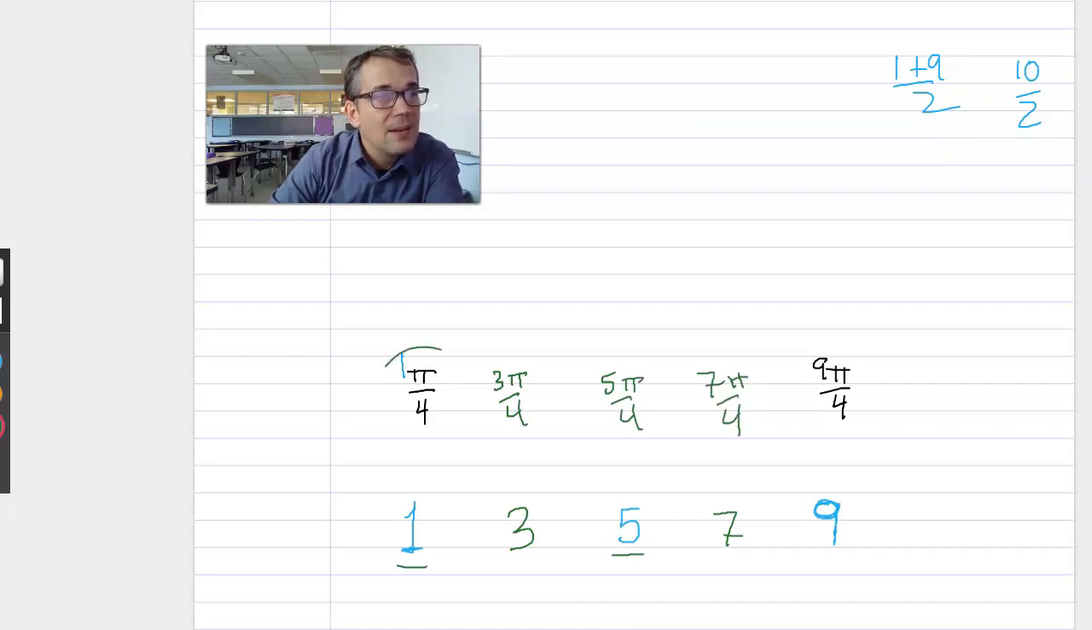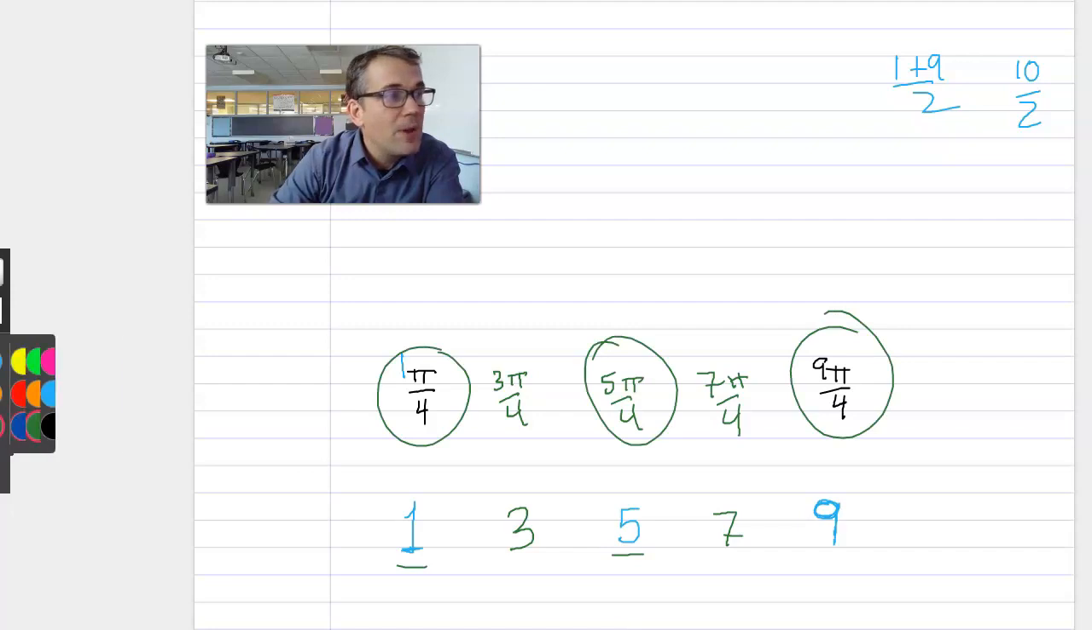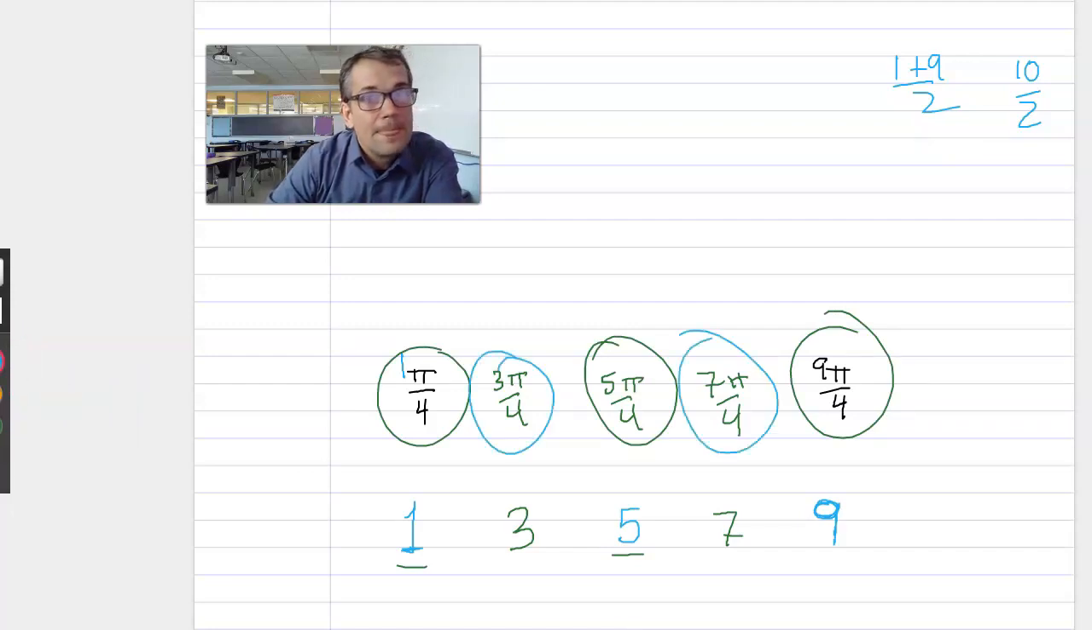And I've got my endpoints, the halfway point, and the halfway points of those halfway points. It's not so bad, right? We could totally do this.